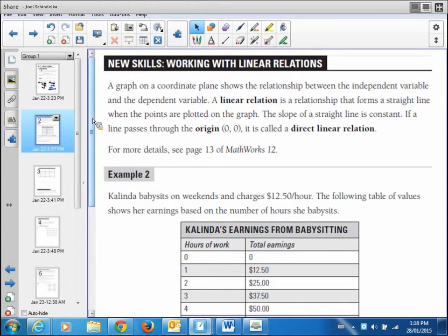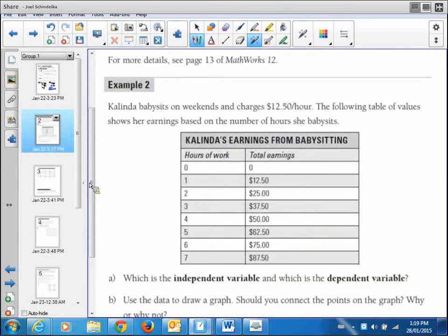A linear relation is a relationship that forms a straight line when the points are plotted on a graph. The slope of the straight line is constant. If the line passes through the origin, (0, 0), it's called a direct linear relation. Now, this is what we're going to look at right now, working with the direct linear relation. Okay, let's just take a look at this chart.